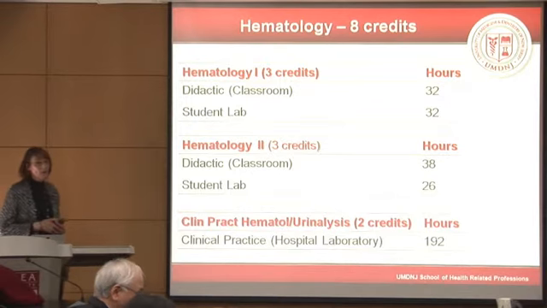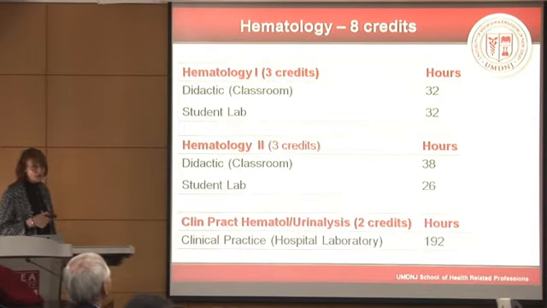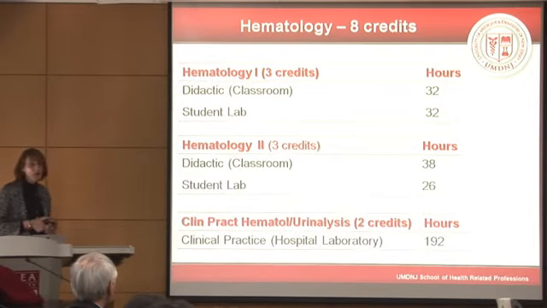These are the amount of hours we spend in our courses. We have Hematology 1, Hematology 2, and Clinical. Total hours is 8 credits. In Hematology 1, we have 32 hours of lecture, 32 hours of lab. Didactic in Hematology 2, 38 hours of lecture, 26 hours of lab. And then the students go and do clinical practice at a hospital laboratory for 192 hours.